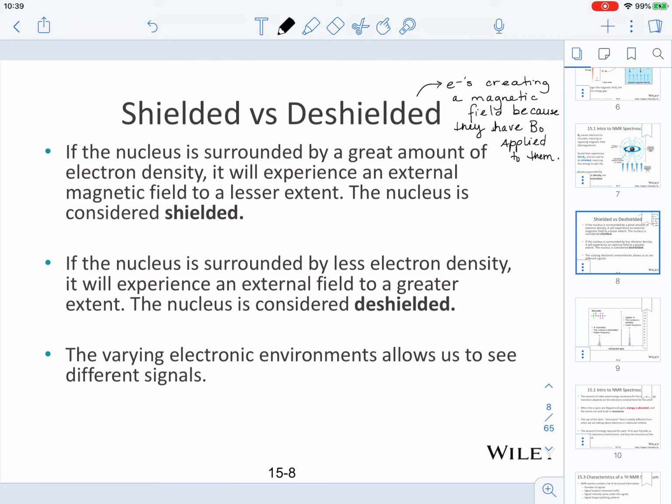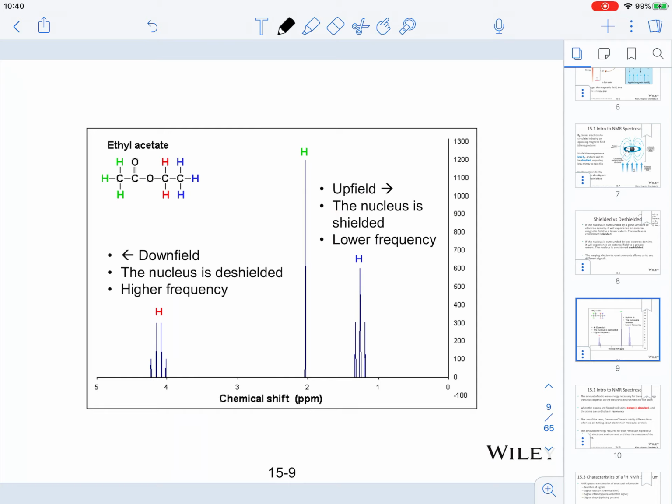If the nucleus, on the other hand, is surrounded by less electron density, it will experience that external magnetic field, B naught, to a greater extent. And what that means is that we call that nucleus de-shielded. Okay? Now, understand that these different electronic environments will allow us to see different signals when we focus, in particular, on studying NMR. In this class, we are going to be focusing on proton NMR and carbon NMR. So the presence of this electron shielding or de-shielding of the nucleus, we're going to see its effect specifically in the spectrum when we are running an NMR. Let's look now at an example of how this occurs. So this specifically is a proton NMR.